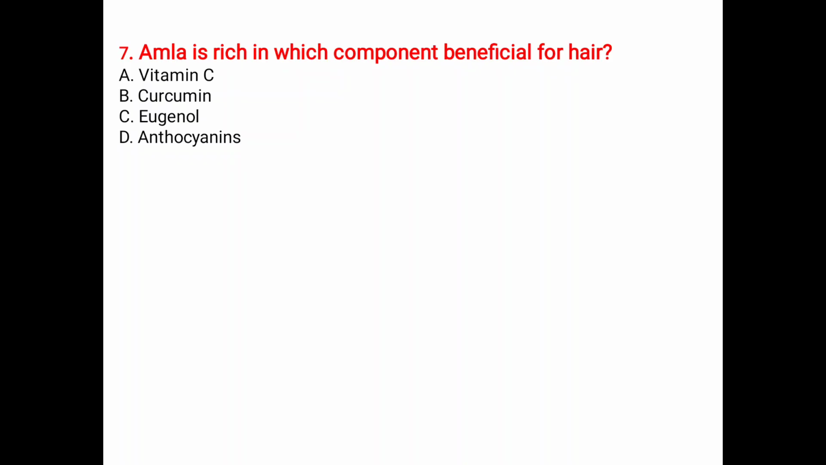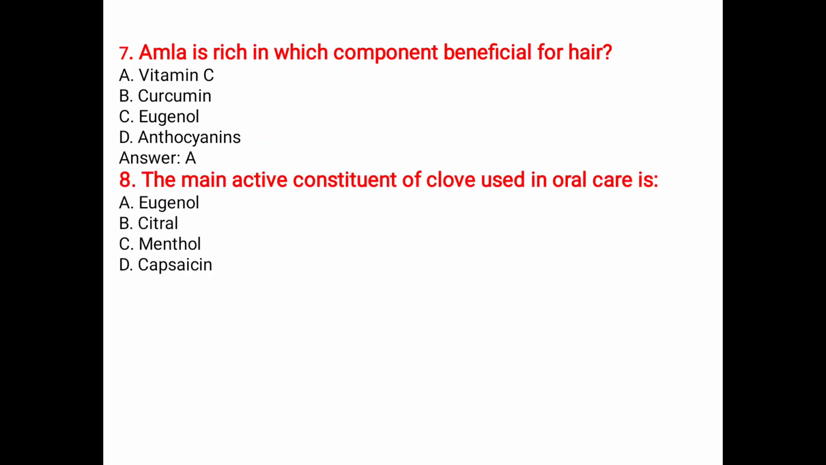Next, amla is rich in which component beneficial for hair? Option A, vitamin C, option B, curcumin, option C, eugenol, option D, anthocyanins. So option A, vitamin C. Next, the main active constituent of clove used in oral care is A, eugenol, option B, citral, C, menthol, and D, capsaicin. So eugenol, A is the correct answer.